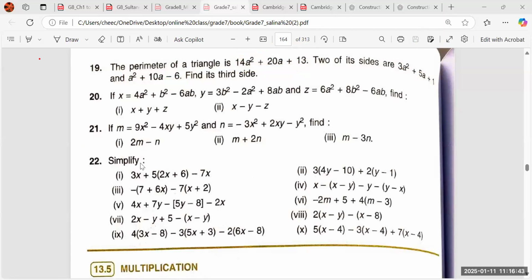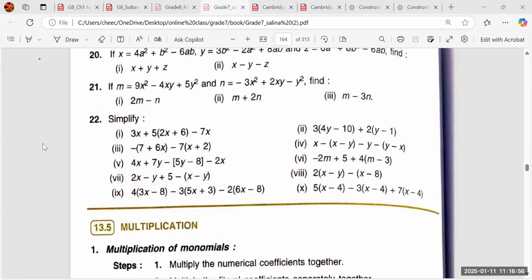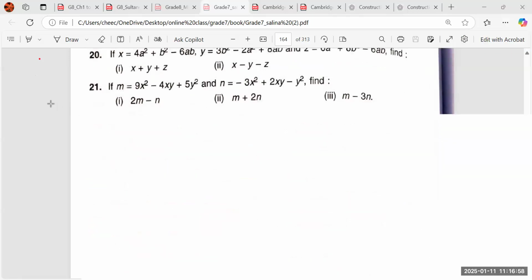I think there will be doubts in the 22nd as well. No, sir. Sir, I have a doubt in the 21st. Which part? Sir, all. So should I solve one? Yes. So the first part is 2 times m minus n.